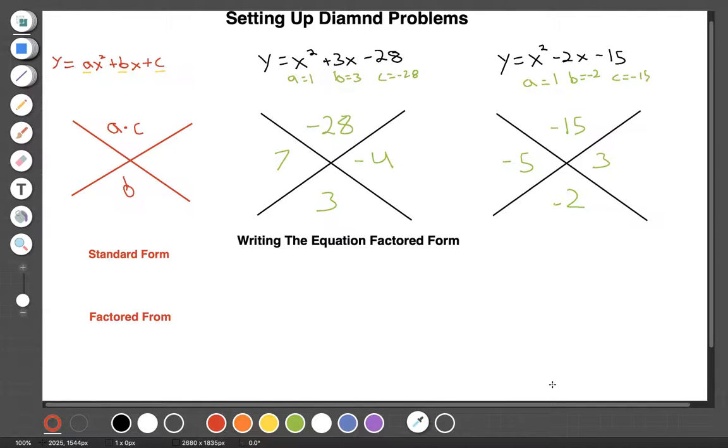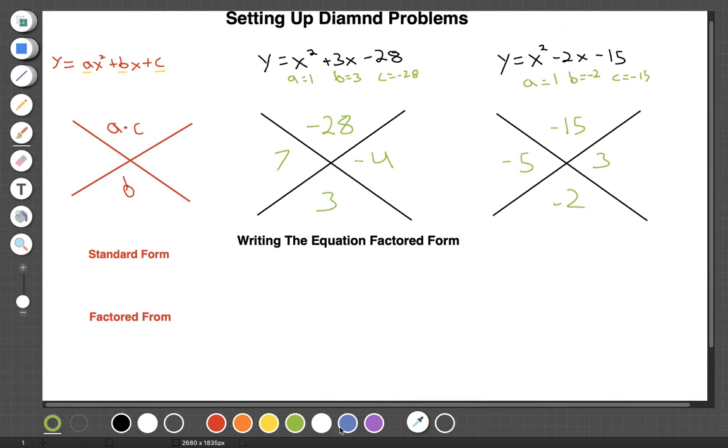All right, so now that we know how to set up our diamond problems, we want to make sure that we know how to actually bring this full circle back to what we originally were doing. What we originally were doing was taking standard form equations and we wanted to find the factored form. That's why we're factoring.